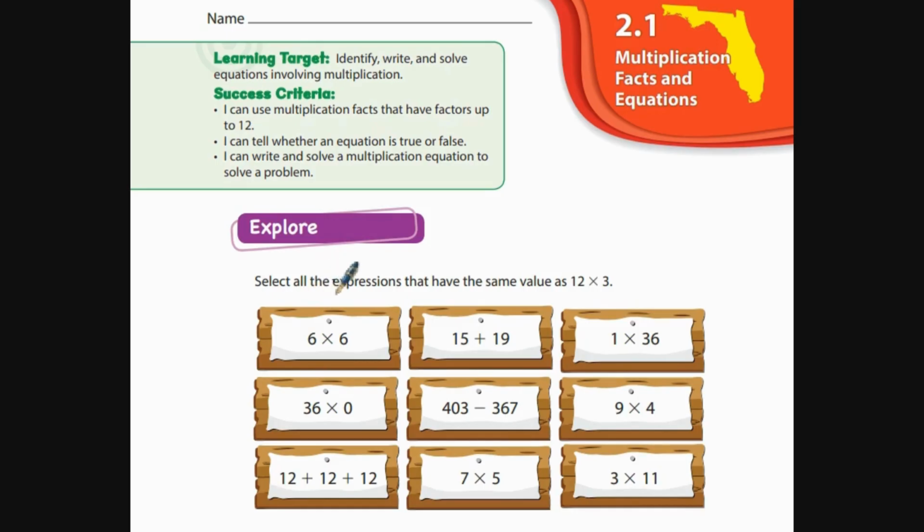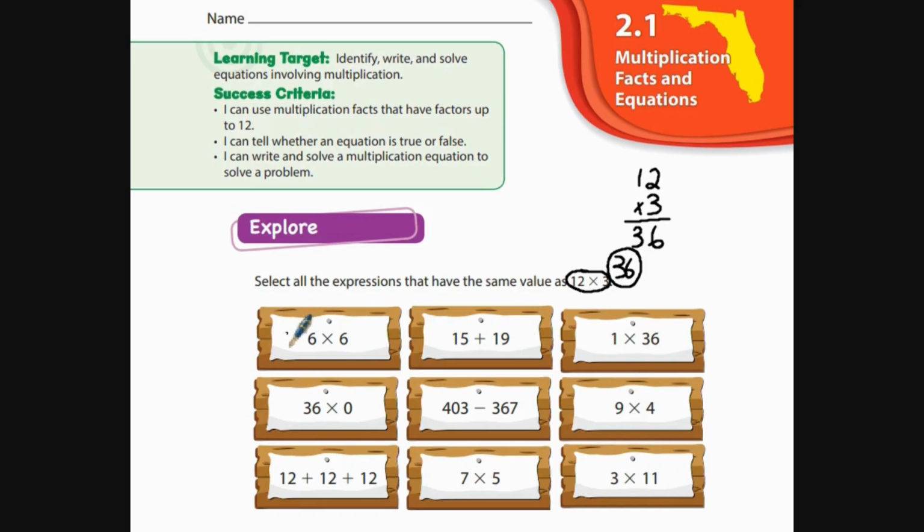It says select all the expressions that have the same value as 12 times 3. Well, in order for me to figure out what expressions equal 12 times 3, I need to circle this first. We circle important numbers. And I need to figure out what 12 times 3 is. If you remember our multiplication tables, we can multiply 12 times 3 as 3 times 2 is 6. And then we multiply the 3 times the 1, which is 3. That means that the magic number, the answer that we're looking for, is 36.